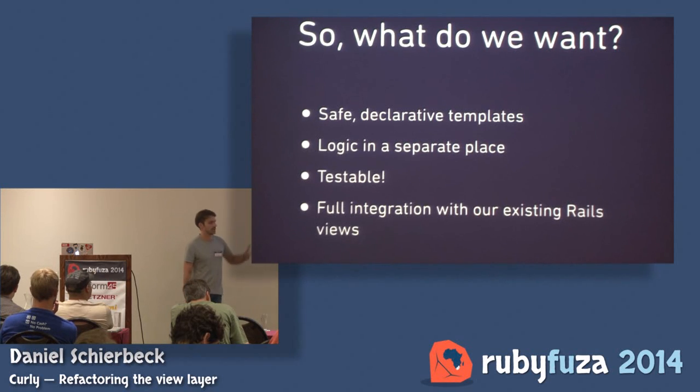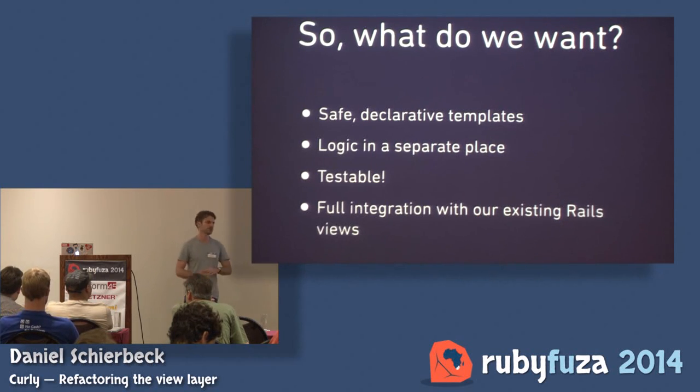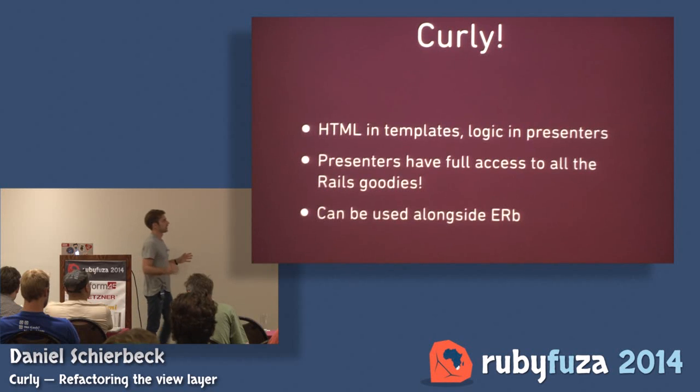So we needed to be able to test the logic that we kept returning, what we've been returning all the time. We also wanted to integrate with our existing Rails views. So we had a bunch of partials that we were already using. We didn't want to rewrite all of that just to accommodate this feature. We wanted it to be kind of a plug-in thing. So we decided to write Curly.